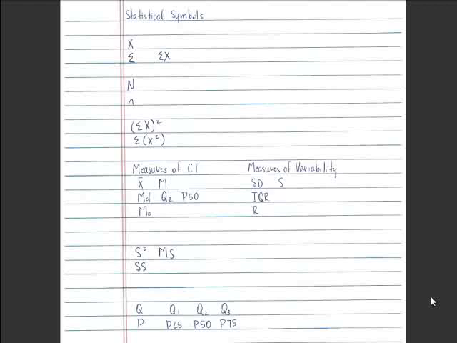And then at the bottom of the page, you see capital Q and capital P. Q stands for quartile, P stands for percentile. So we'll be dividing our sets of data into 4 equal quartiles. So Q1 and P25 represent the 25th percentile. Q2 and P50 represent the 50th percentile, and then Q3 or P75 represent the 75th percentile.